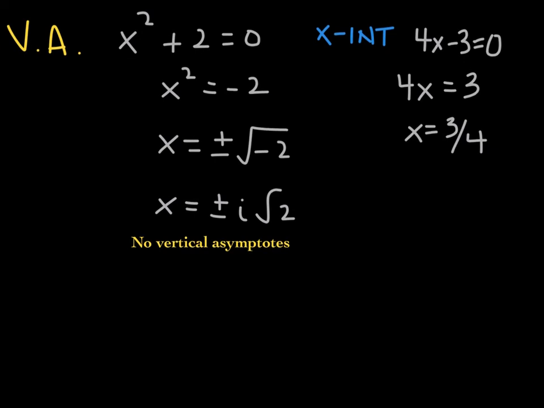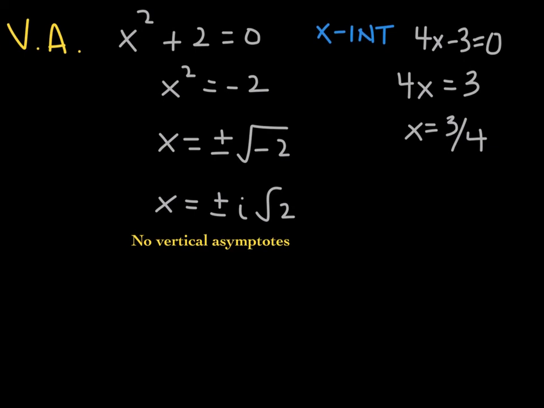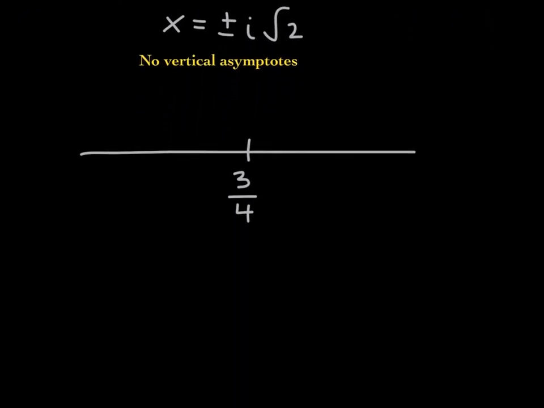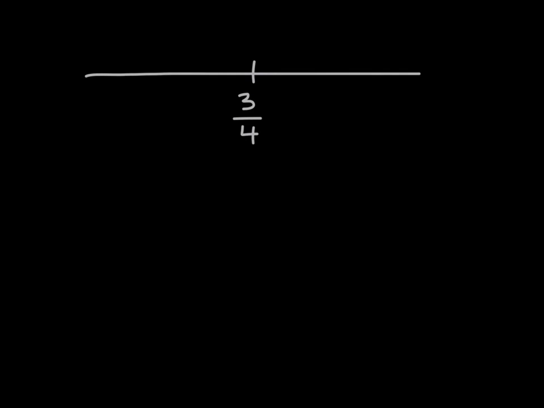So all I'm going to do is draw my x-axis, and here is my x-intercept. That's it. That's all I have labeled on my x-axis. I don't have any vertical asymptotes. And so what I'm going to do is I'm going to choose a test point from each of these two intervals. I do have two intervals, to the left of 3/4 and to the right of 3/4. So let's choose some test points. Something less than 3/4, how about 0? Something greater than 3/4, how about 1?